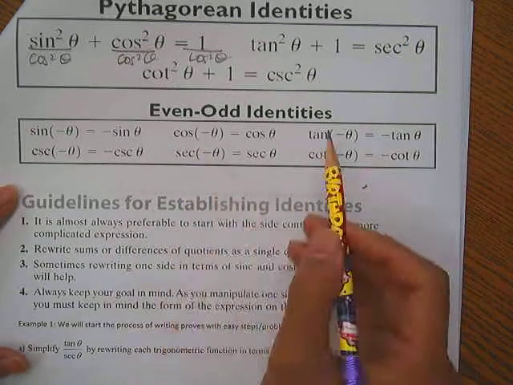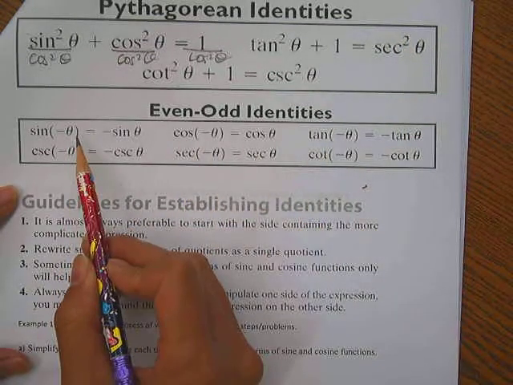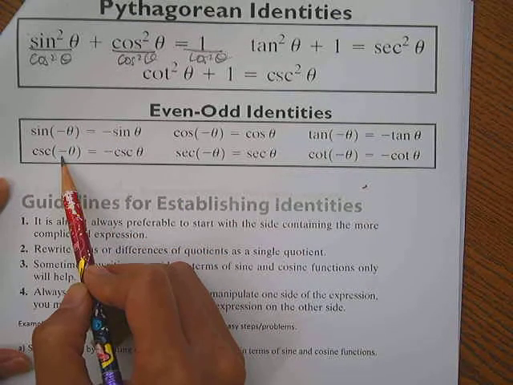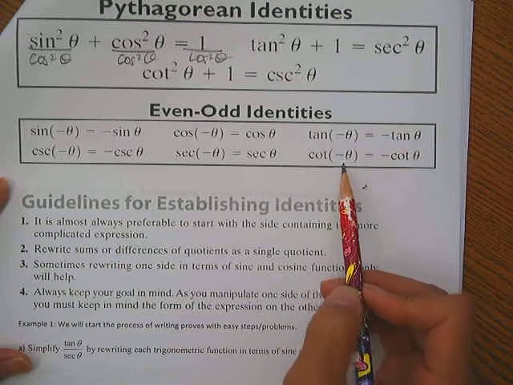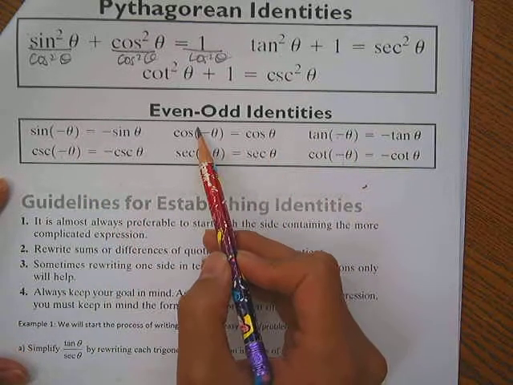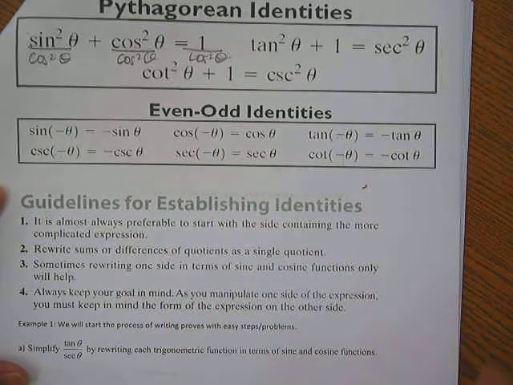And then remember even and odd. There were 4 functions that were odd: sine, its reciprocal, which is cosecant, then tangent and its reciprocal, which is cotangent. These 4 are odd. There were 2 even ones, cosine and secant. Those are the 2 even functions.